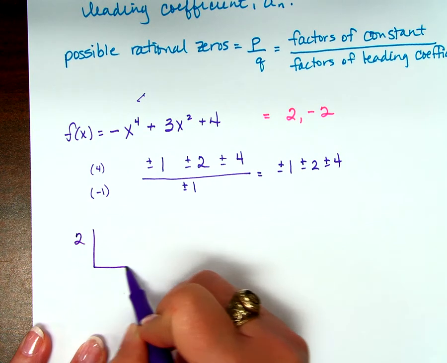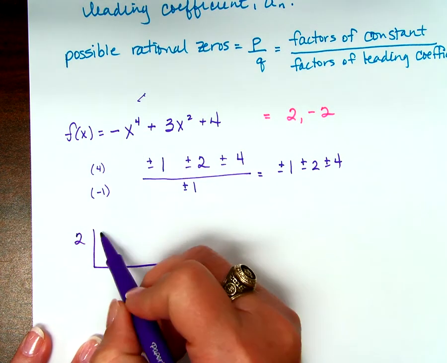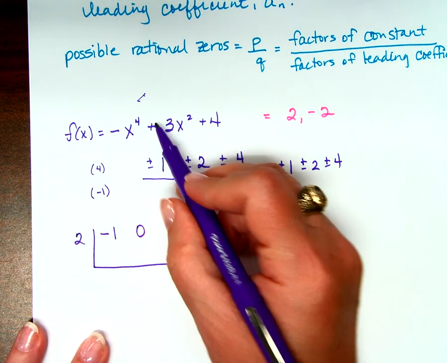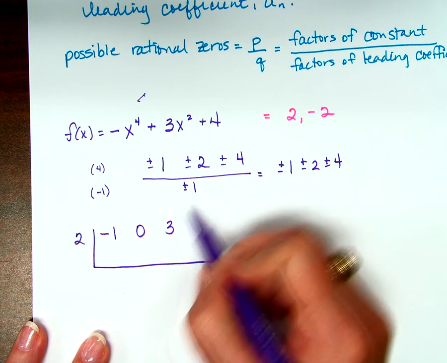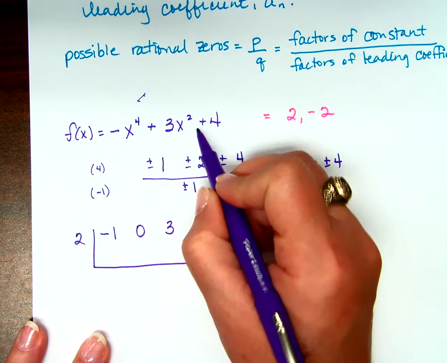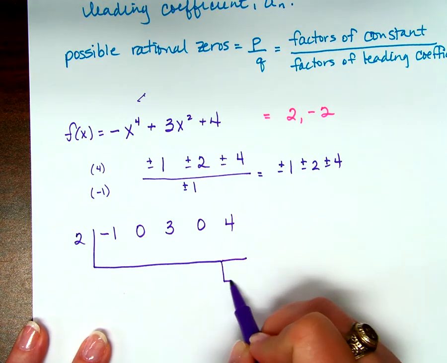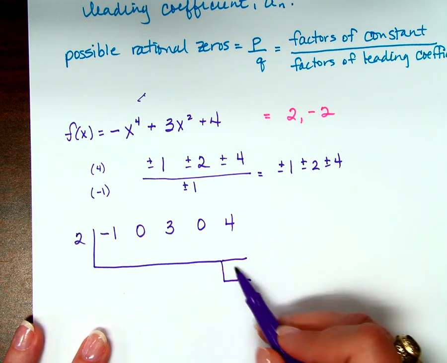2. So I've got -1, then I've got 0, because I need an x to the 3rd. Then I've got 3, then I need another 0, because I need an x term, and then I have a 4. And underneath the 4 is my remainder box, and I already know that that should be a 0, right?